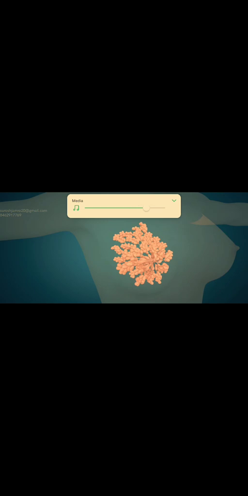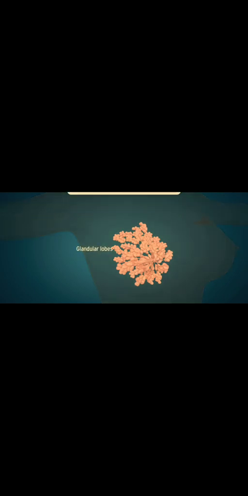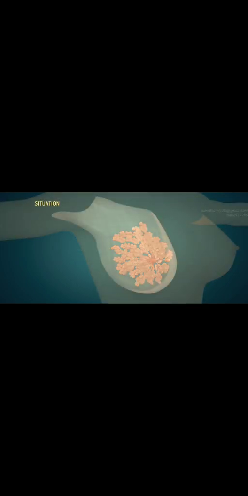Mammary gland. Situation and relations. Breasts are rudimentary in males. In non-lactating females, breast mainly consists of fatty tissue with 15 to 20 granular lobes. Situation. Mammary gland is embedded in the superficial fascia of pectoral region.